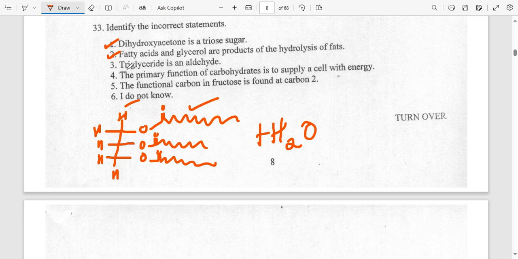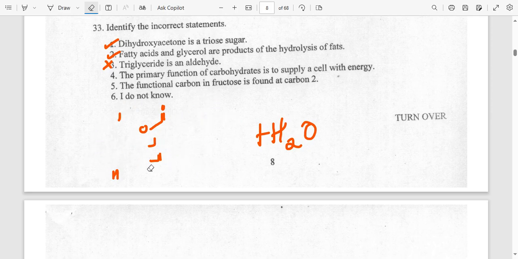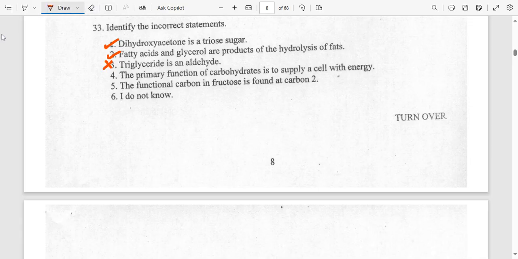And then the next one, triglycerides. Triglyceride is an aldehyde. This is not true. Triglyceride is a lipid. This same molecule that I'm drawing here, that's what we call a triglyceride. It's not an aldehyde. Aldehydes, these guys are who? These guys are carbohydrates.